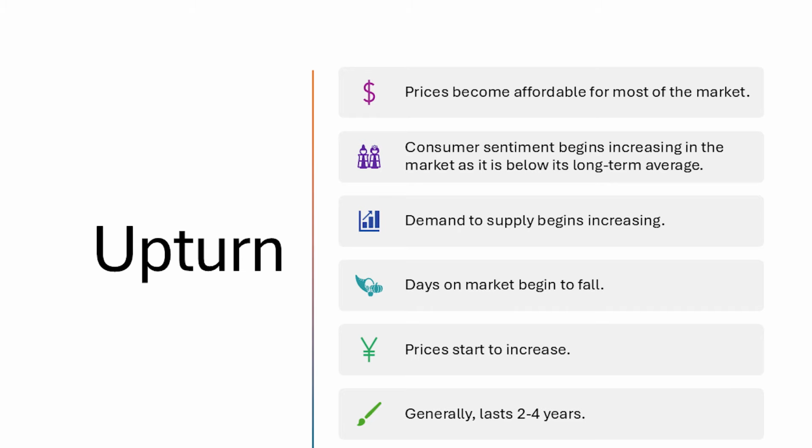Upturn is categorized by a few things. Prices become more affordable for most of the market. Consumer sentiment then tends to increase, as it previously has been below its long-term average over a couple of years. Demand to supply then starts increasing, and days on market tend to fall. Prices will then generally start to increase, and this will last generally 2 to 4 years, depending on the market again. Obviously, in Melbourne and Sydney this phase generally lasts a couple of years.